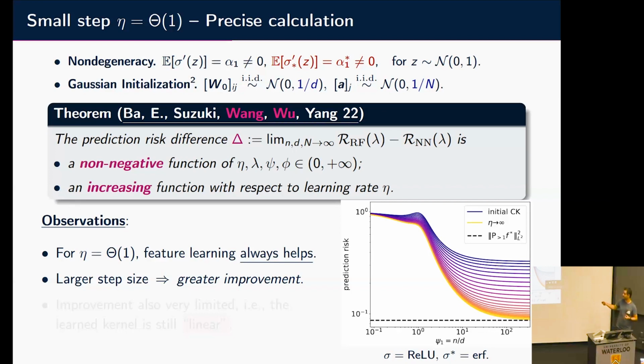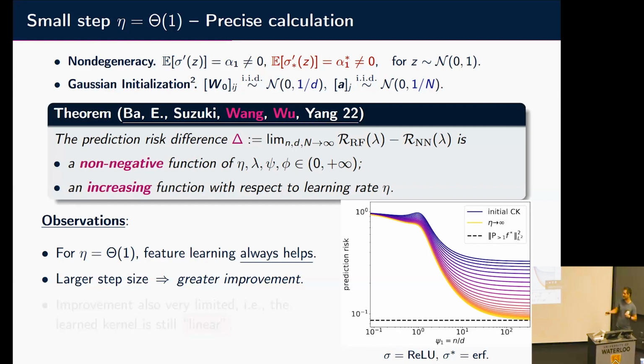Now the figure looks like this. The x-axis is the important parameter psi, so to the right you have larger sample size. The y-axis is the prediction risk. The brighter the curve, the larger the learning rate. But what you should notice is that the kernel lower bound is here. The neural network cannot actually beat this kernel lower bound, and that is because we are focusing on the small learning rate regime. It's always doing better, but it cannot beat the kernel lower bound.